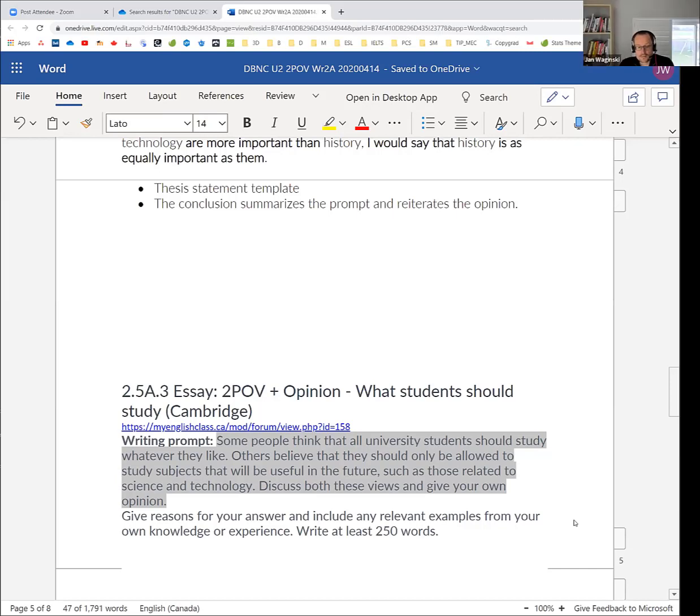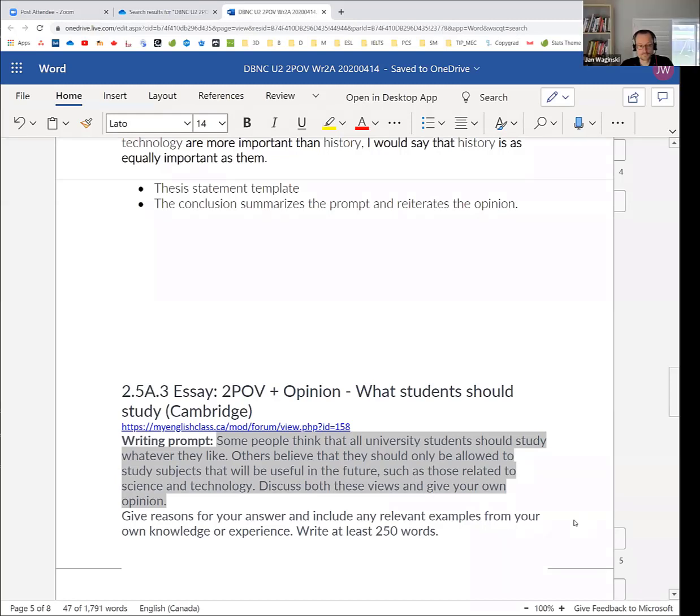What about the other alternative? Why do you think some people think students should only be permitted to study useful subjects, especially those connected with science and technology? Some people believe that because they think if they let people choose whatever they want to read, they will not have enough time to study important subjects like science and technology.